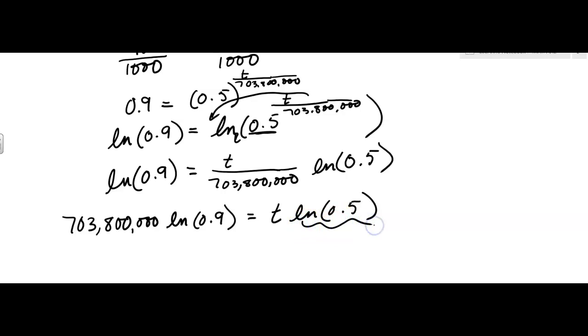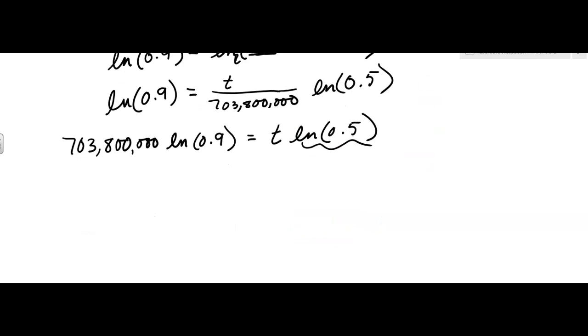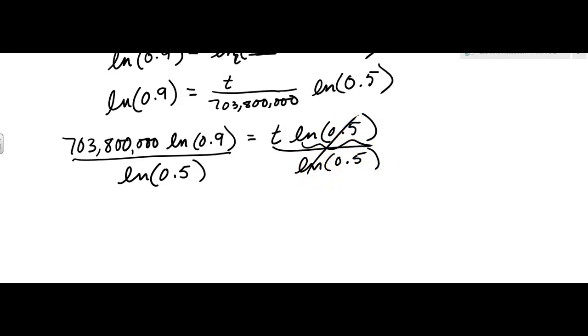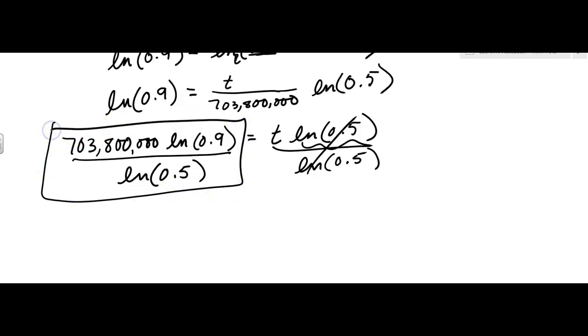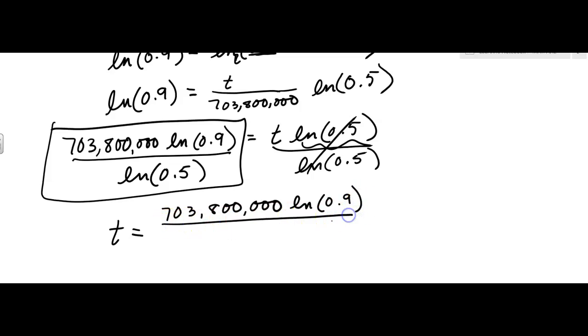Now remember, this is just a number, so I can divide on both sides. That's what's going to equal t. Okay, so I have to put all of this in a calculator. That's the exact answer. But t is going to equal that big number times the natural log of 0.9, divided by the natural log of 0.5. And I'm going to get a decimal approximation here.